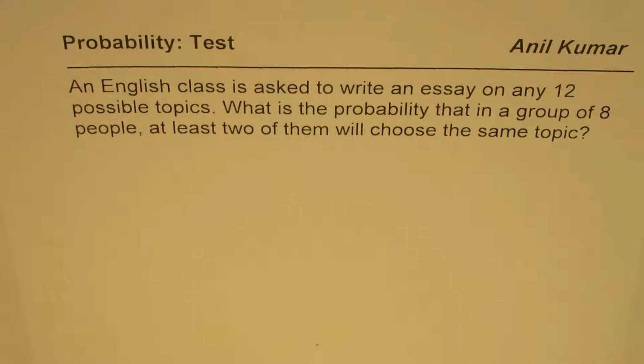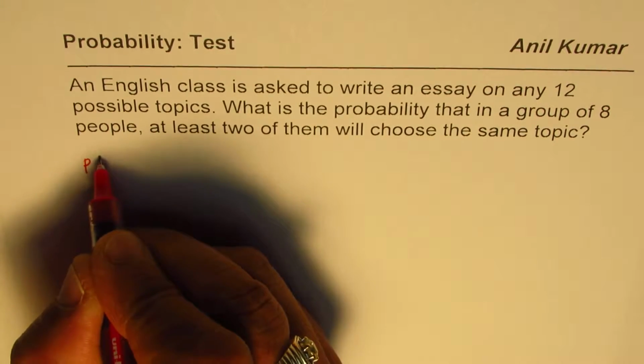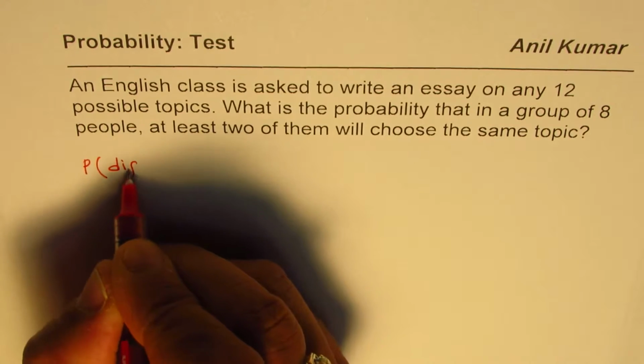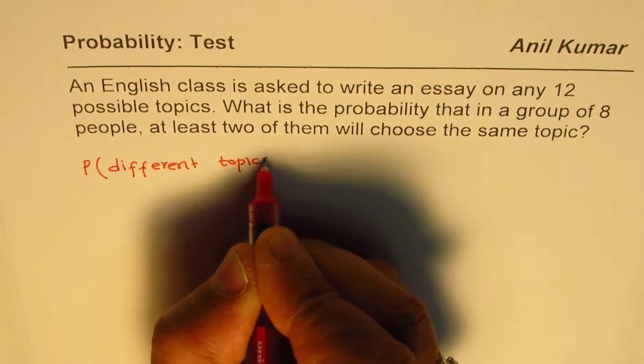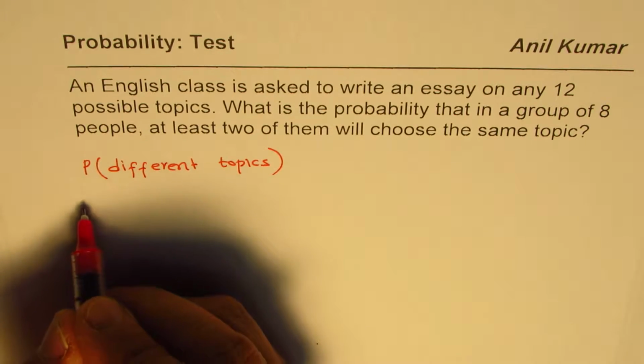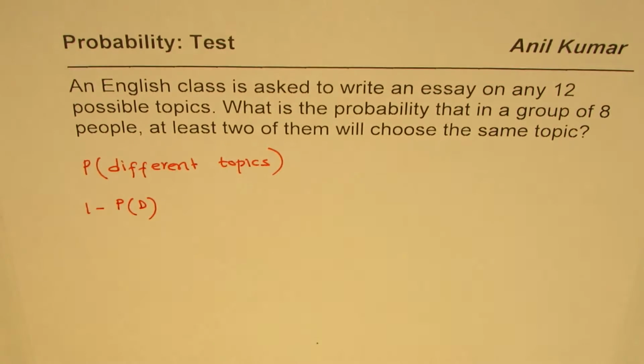The question here is, an English class is asked to write an essay on any of 12 possible topics. What is the probability that in a group of 8 people, at least 2 of them will choose the same topic? Now the strategy here is that we find the probability that they all choose different topics. Let me call this D. Then 1 minus this probability will give us the solution. So that is the strategy which we are going to follow.